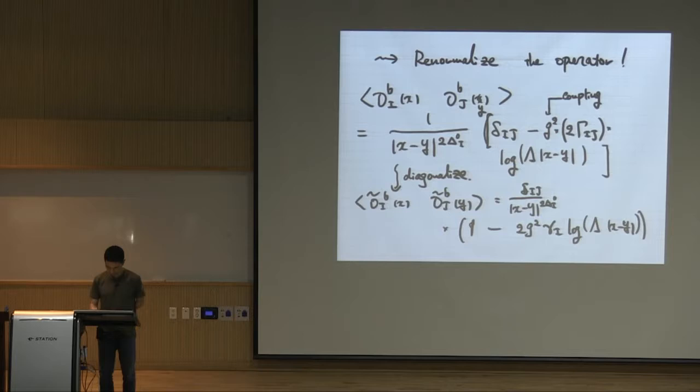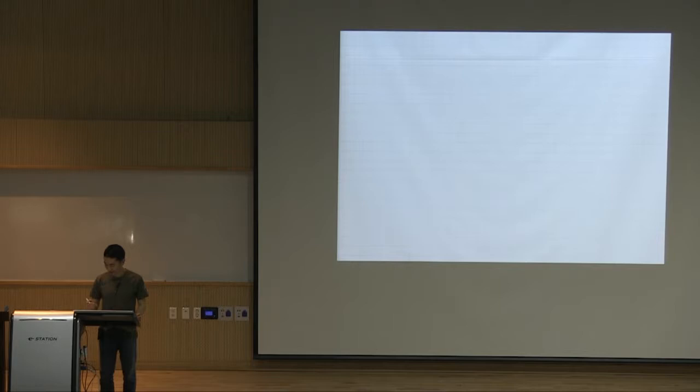This is much nicer than the previous one because now things are diagonal, but still you see the explicit dependence on the UV cutoff that we introduced by hand. And of course, in order to kill that UV dependence, we need to define the renormalized operator, which is essentially given by this expression. So this is the usual renormalization.